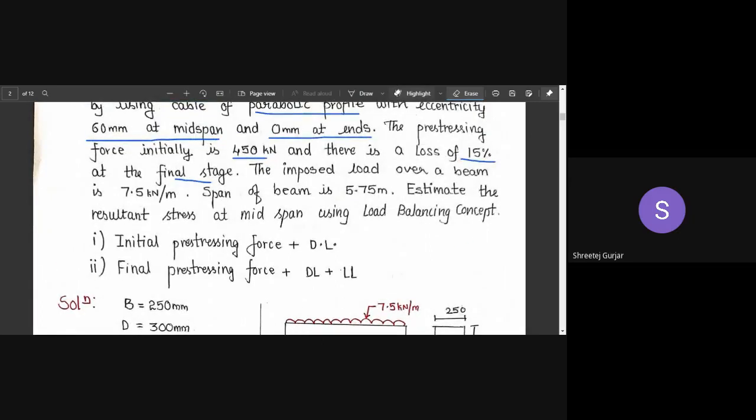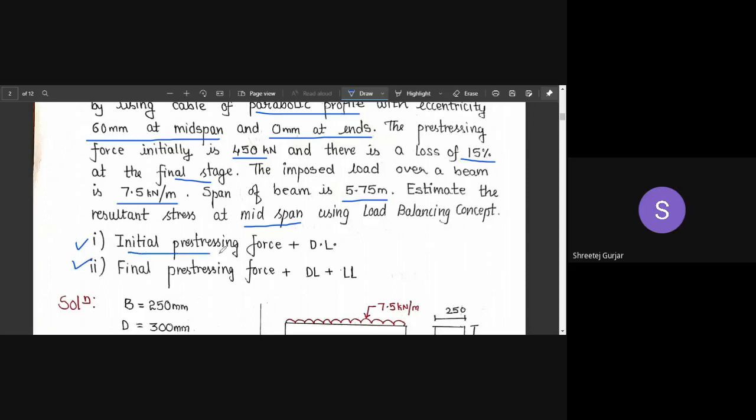The next thing given is the imposed load over the beam, 7.5 kilonewton per meter. Imposed load is nothing but your live load. Then the span of the beam is 5.75 meter. Estimate the resultant stress at midspan using the load balancing concept. So we need to estimate the resultant stress at midspan.